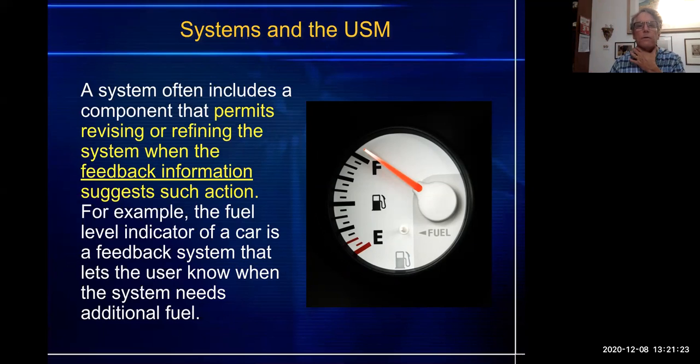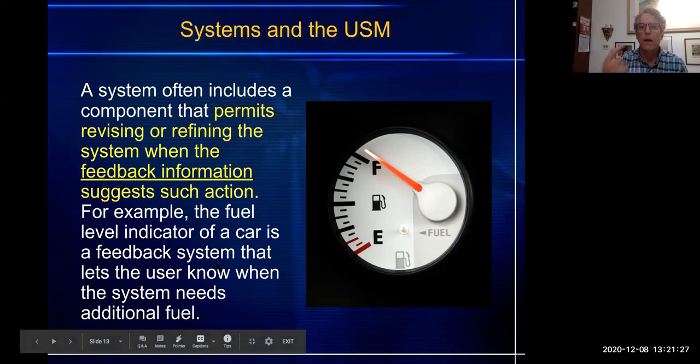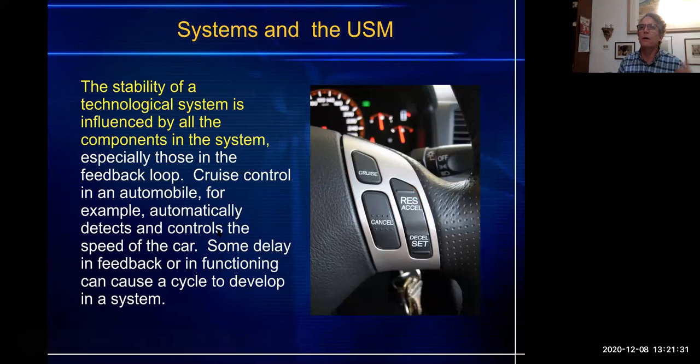We're getting short on time, so I'm just going to say car, open system. I need to see that fuel meter to fill it. My car doesn't take itself to the gas station for me.